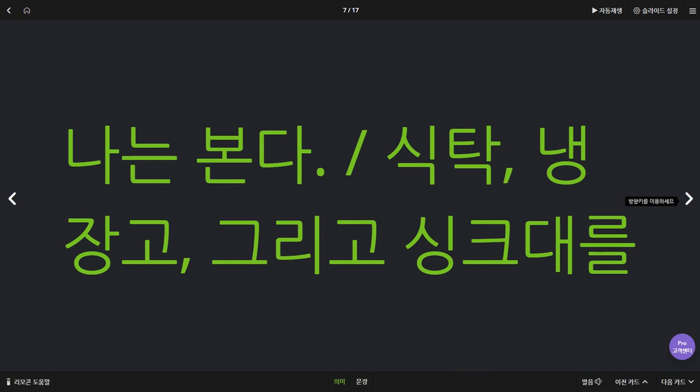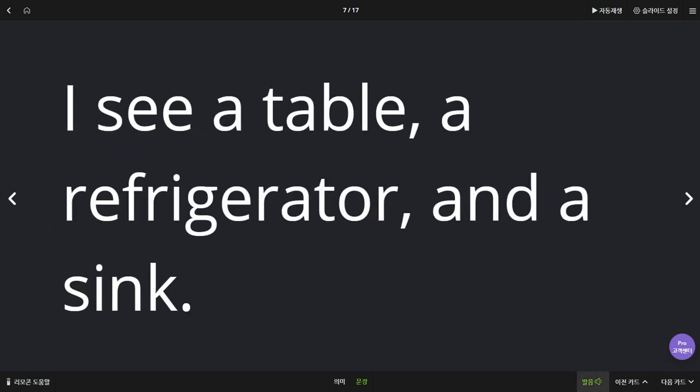I see a table, a refrigerator, and a sink. Sorry? I see a table, a refrigerator, and a sink.